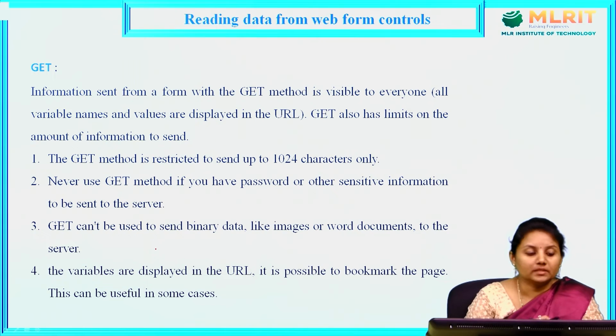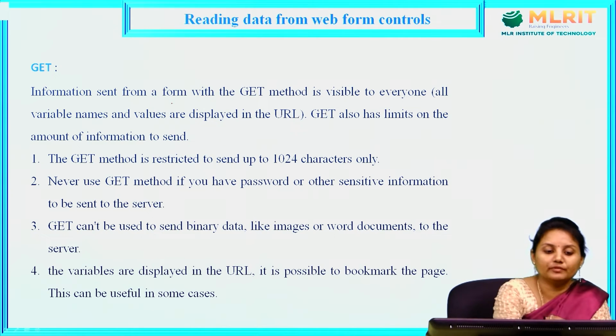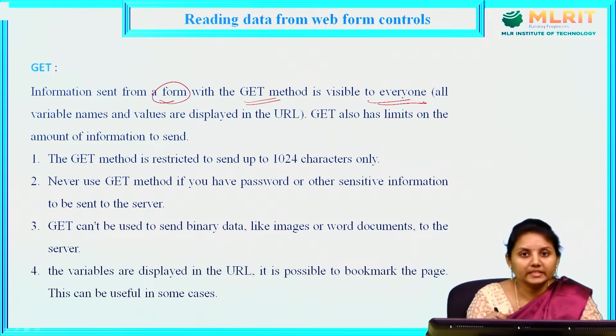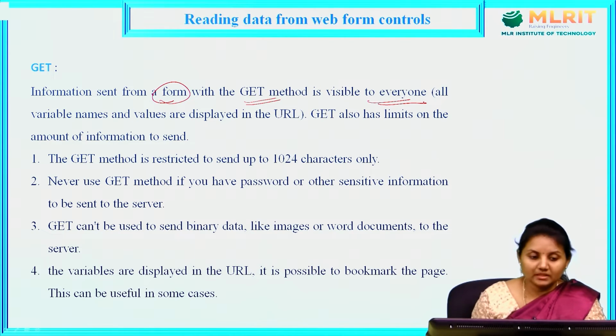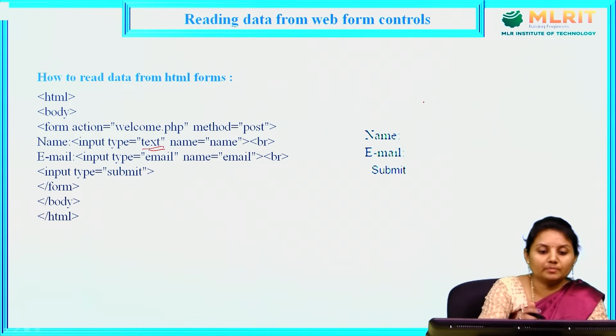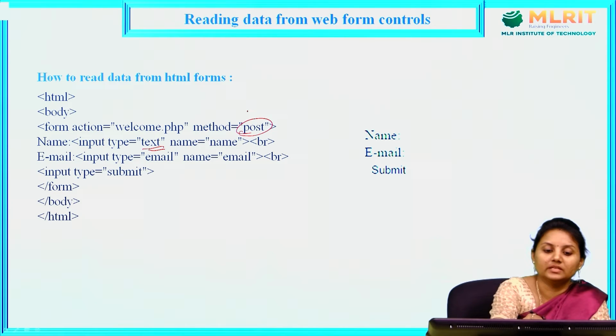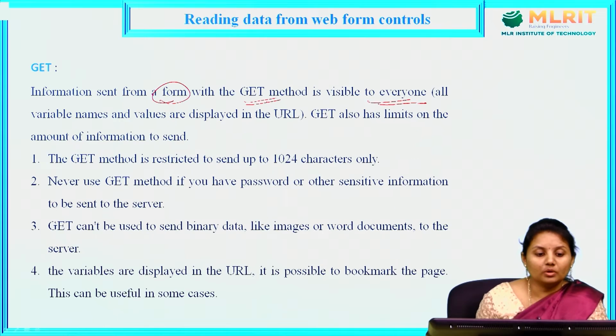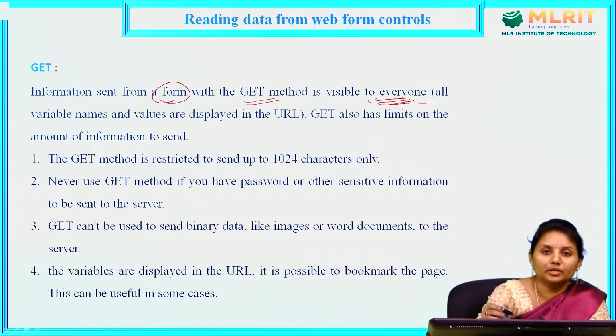So what is get? Information sent from a form with this get method is visible to everyone. Whenever you are sending the data, whatever method you have given here, say method equals post or method equals get can also be given. So when get is given, whenever you are executing, the data will be visible to the user in the browser. Okay, so how I'll show you. So get means it is visible to everyone.